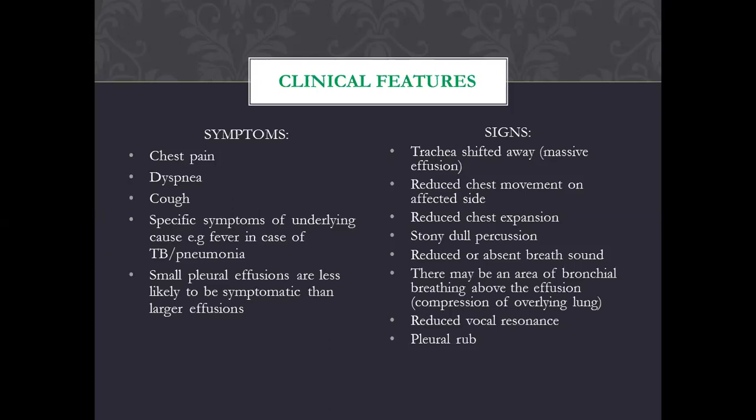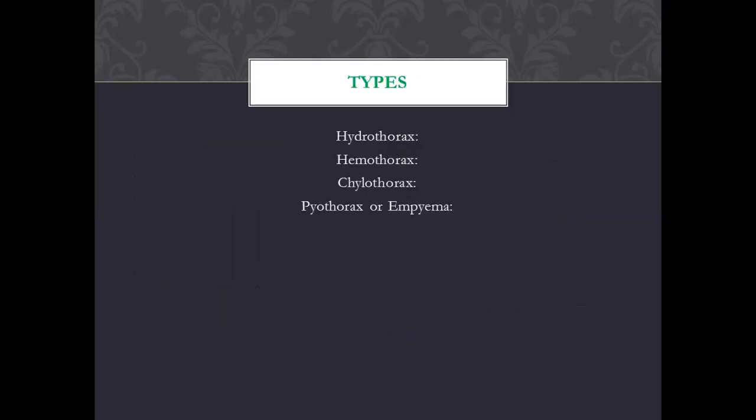Vocal resonance will be reduced, and in case of a mild effusion or just pleurisy, there can be a pleural rub audible. These are the features with which the patient presents with pleural effusion. There are three or four types of pleural effusion. It is called hydrothorax when the fluid is within the space, hemothorax when blood is present in the pleural space, chylothorax when chyle is present in the pleural space, and pyothorax when pus is present in the pleural space, which is also called empyema.